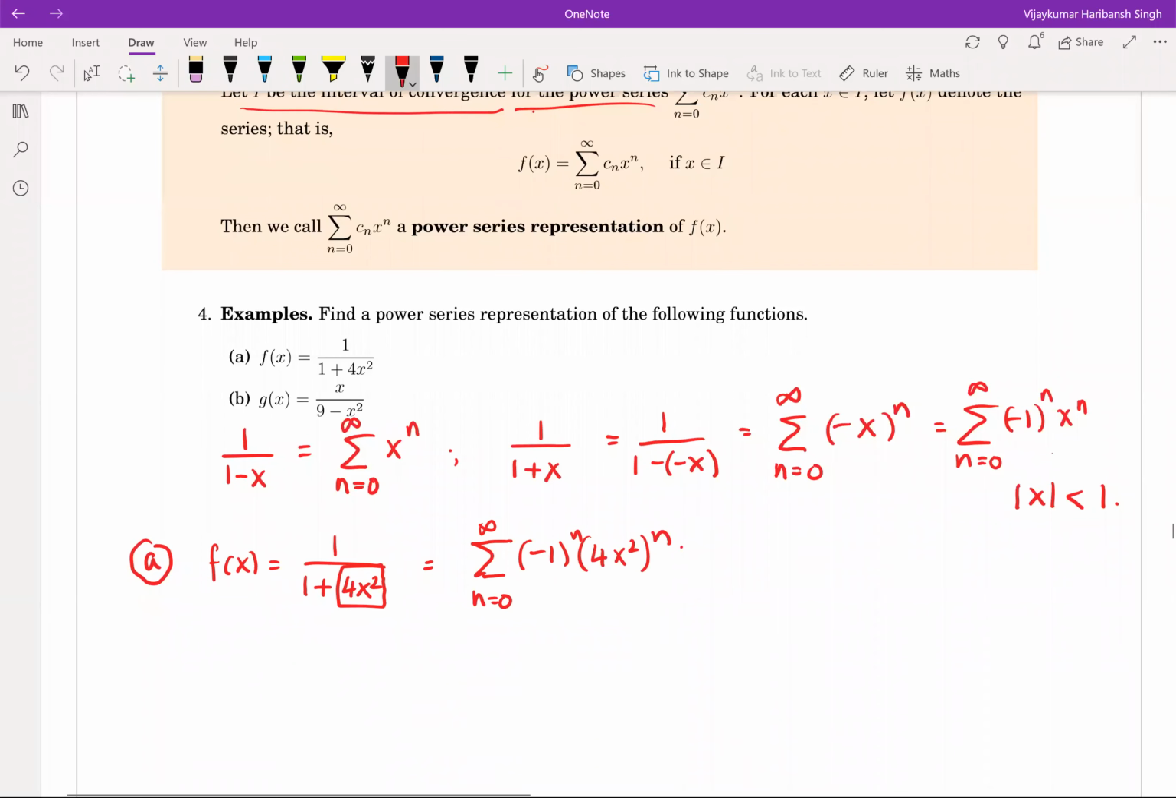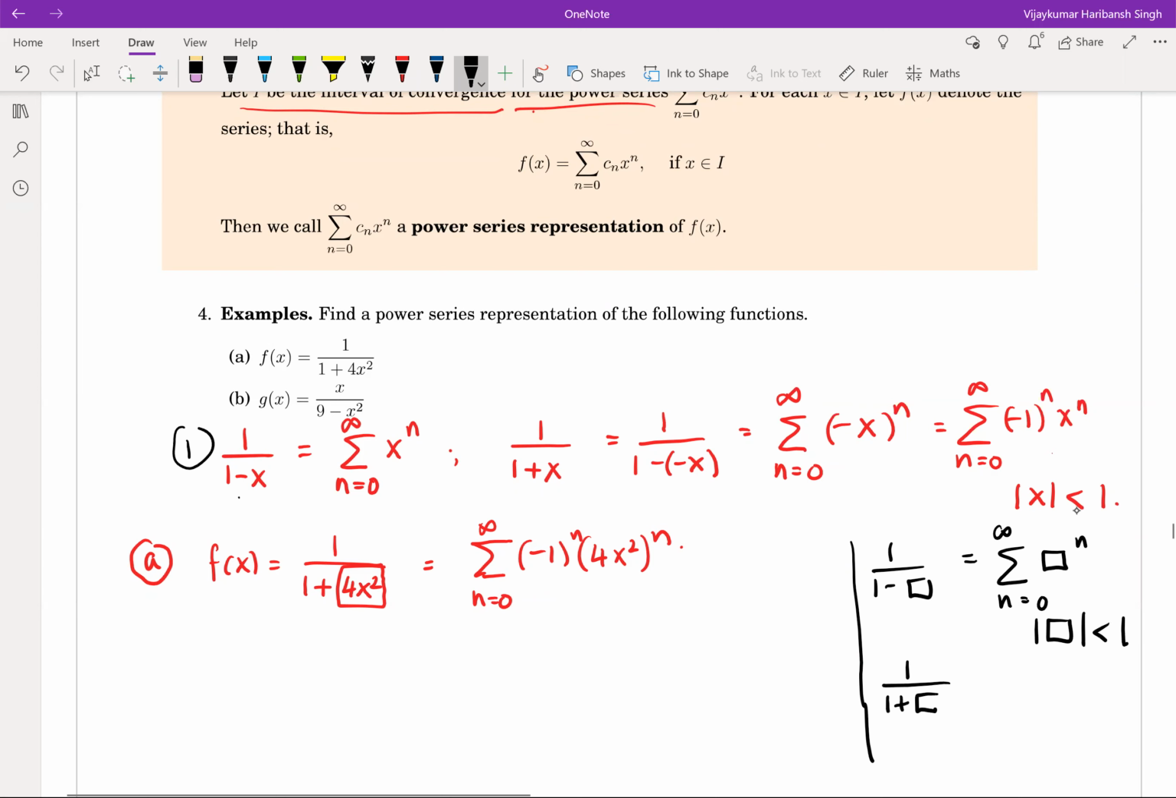Let me digress a bit more. The upshot of this formula, the first one here, is 1 upon 1 minus box is the summation n equals 0 to infinity box to the power n. Of course, this is only valid when whatever is inside the box, if you take its absolute value, has to be less than 1. Similarly, for the other one, 1 upon 1 plus box is going to be the summation n equals 0 to infinity minus 1 to the power n box to the power n, right?